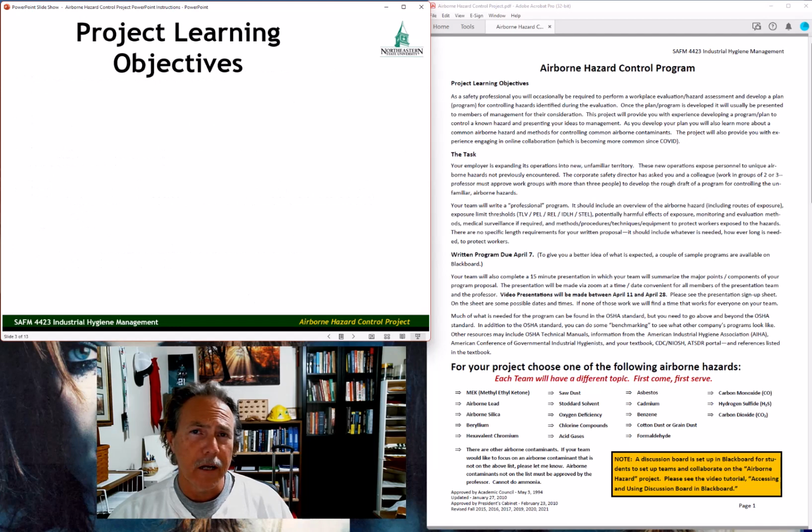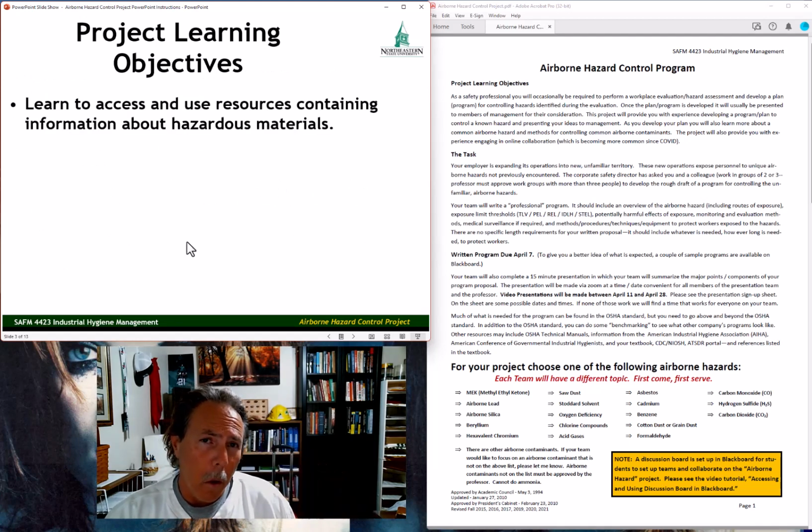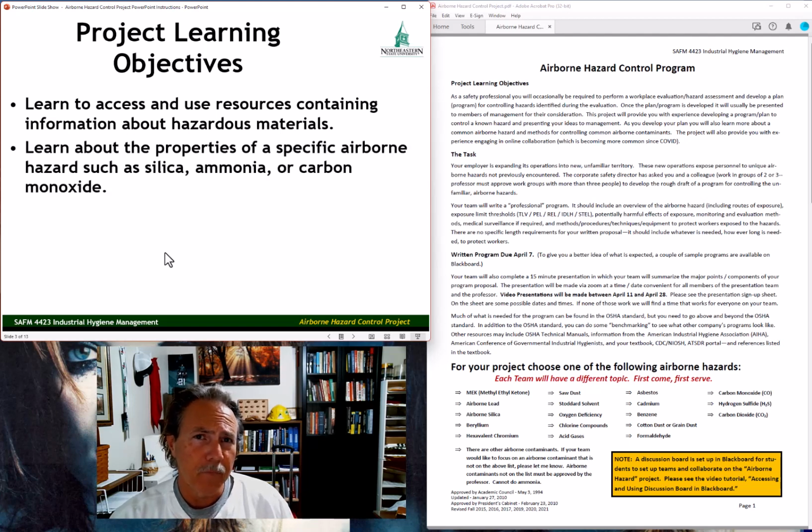There are some learning objectives that go along with this project. We're going to learn more about how to access and use resources containing information about hazardous materials. You're going to have to do some research into a variety of resources to learn about the hazardous materials that you're going to be focused on in your paper or in your project. You're going to learn about the properties of a specific airborne hazard, such as silica, ammonia, or carbon monoxide.